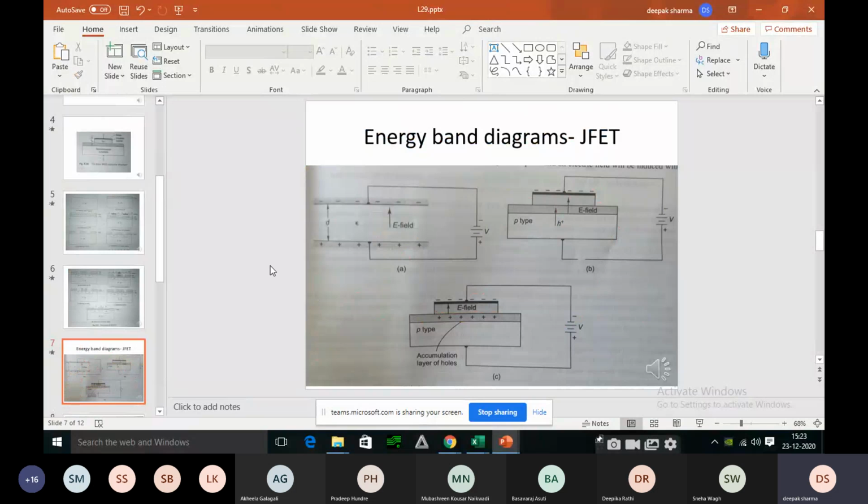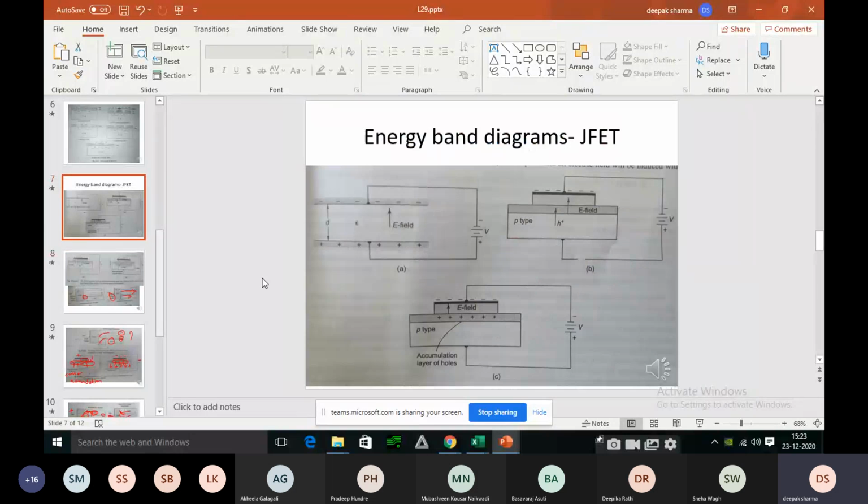Next is energy band diagrams of the JFETs. Right? So everywhere in the syllabus, what you are seeing, a lot of diagrams, right? So a very basic, fundamental thing required in the exam is you have to draw the diagrams very neatly with the proper labeling, correct? For that, try to practice. Don't miss anything from the diagrams.